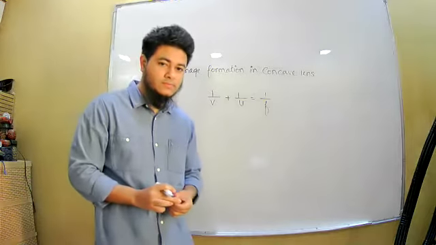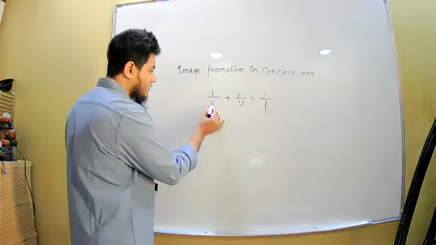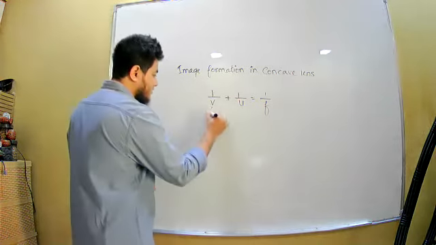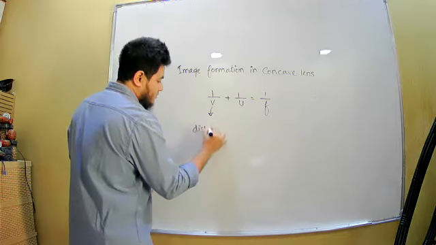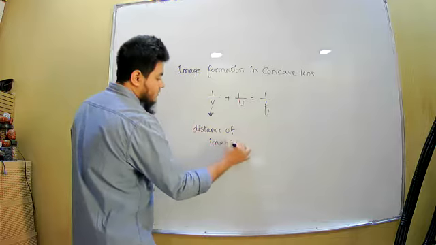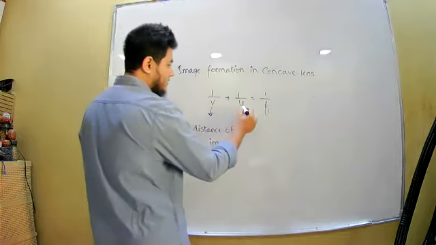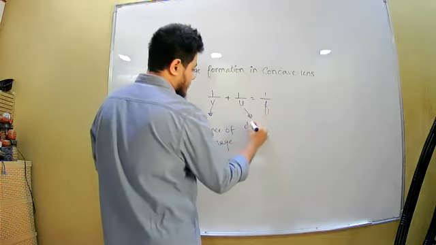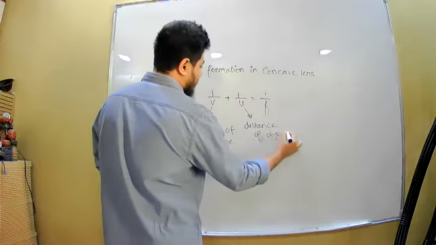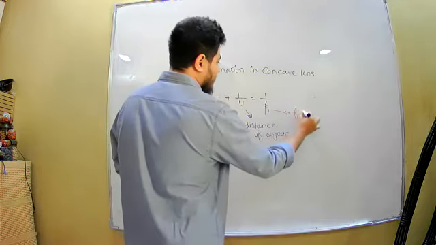Do you have any doubt? What is V, sir? V, you want me to say that one again? This one. This is the distance of the image from the lens, or optical center. Then this is the distance of the object from the optical center, and this is the focal length.